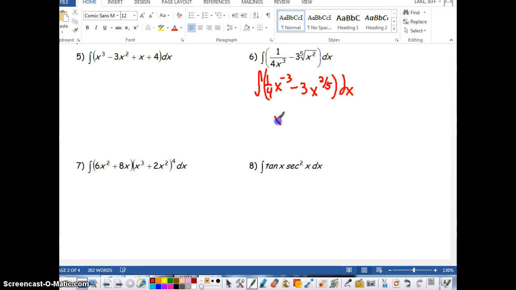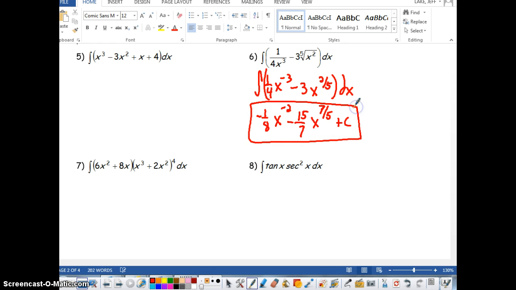So you add 1, you get the x to the negative 2. Divide by that, so you have negative 1/8. Over here, you're going to add 1, so you get x to the 7/5. And then you divide by the 7/5, which means you flip and multiply. So when you do so, that becomes a negative 15 over 7. Don't forget about the plus c. And that's your answer there.